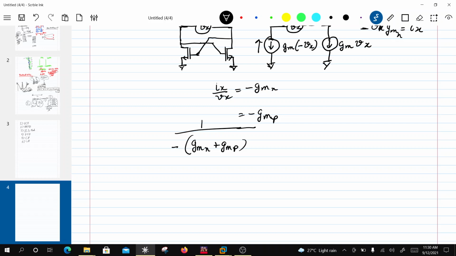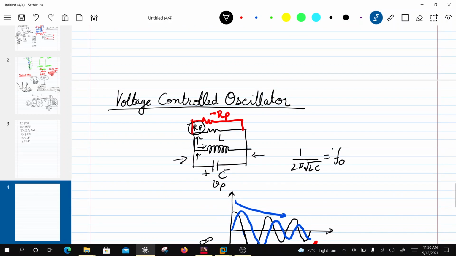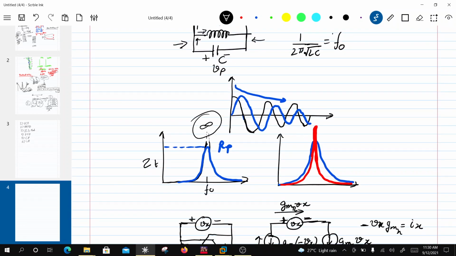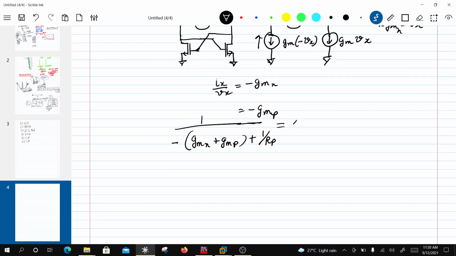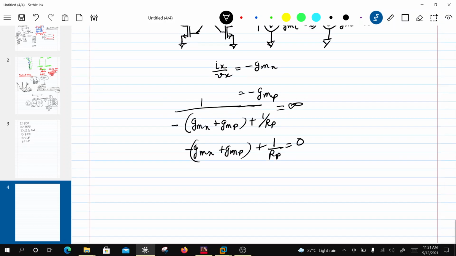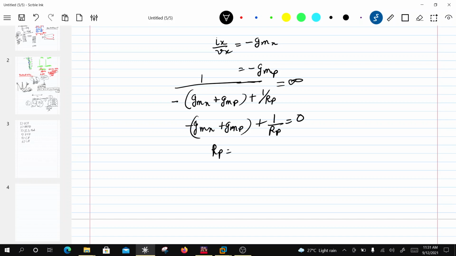And if I was to add RP to this, that would be 1 over RP, okay? So if this is the situation, then I am trying to approach an ideal case, and that ideal case is infinity. Which basically means that this GMN plus GMP plus 1 over RP should tend to 0, right? Or RP should be equal to minus 1 over GMN plus GMP, correct?